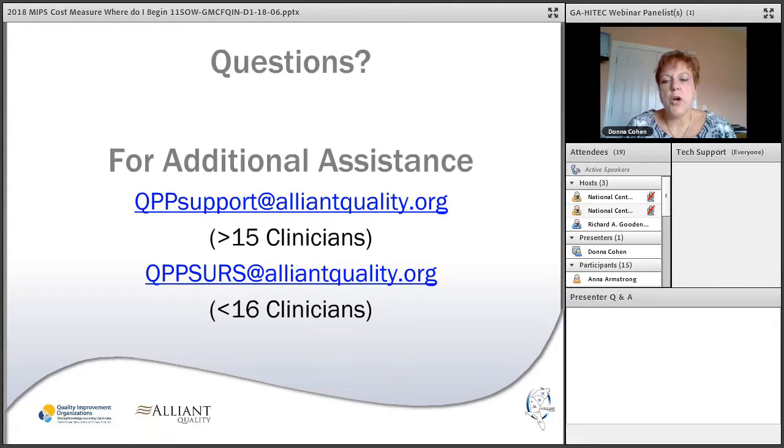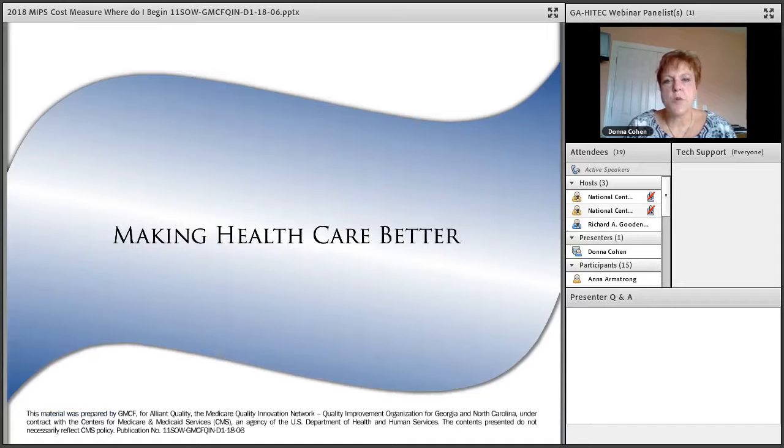At this time, I will open it up and see if there's any questions in chat. We have a question from Simi, and the question reads, for the new MIPS cost performance exclusive to Medicare beneficiaries? The cost performance is for the PQRS. Quality is all payers, but for the cost, it's for claims received from your Medicare Part B spending.